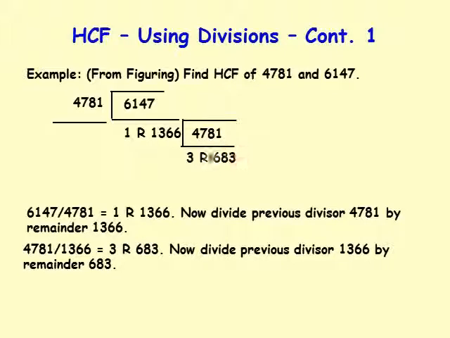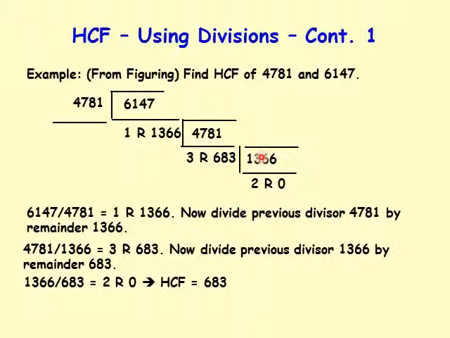So now this remainder from the division of 4781 by 1366 is going to be the divisor for the next step, and the divisor in the previous step will become the dividend in this next division. So this is the setup: the remainder 683 from this division is my next divisor, and the divisor 1366 is my next dividend on the next step. Okay, let us continue.